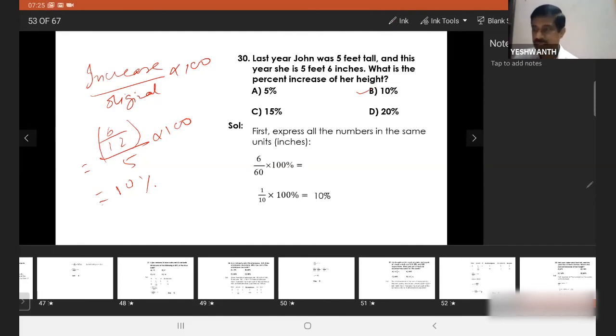Okay, children. Increase by original into 100. Increase is 6 inches. 6 inches is 6 by 12 feet by 5 into 100. Original height is 5 feet. Okay. So let's go to the next question.